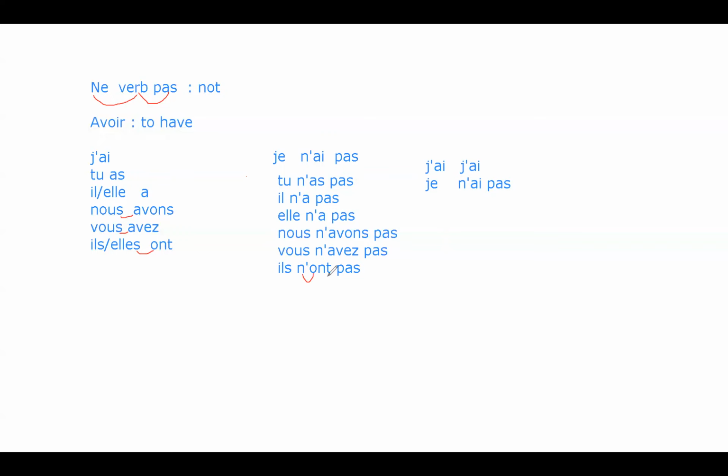Correct. Ils n'ont pas, elles n'ont pas. Here, nous n'avons pas, vous n'avez pas. So we'll pronounce them together. Nous n'avons pas, vous n'avez pas, ils n'ont pas, elles n'ont pas.